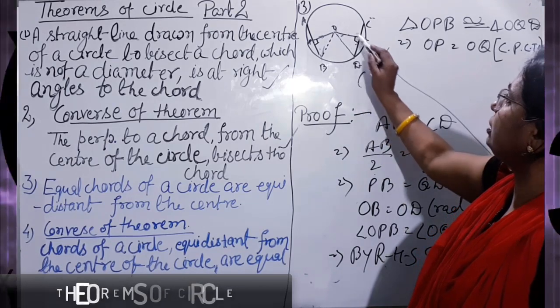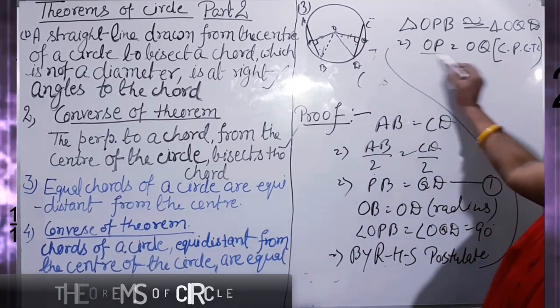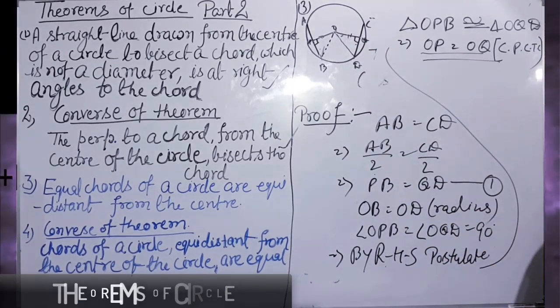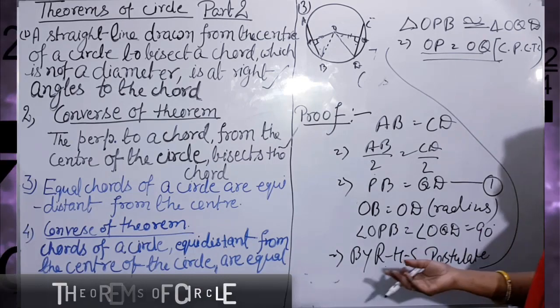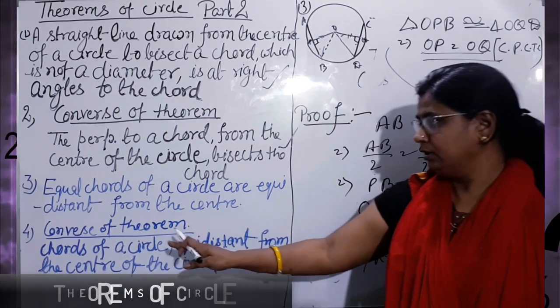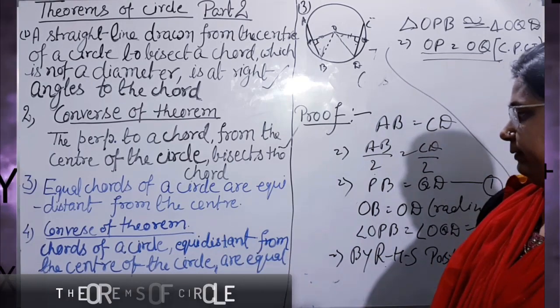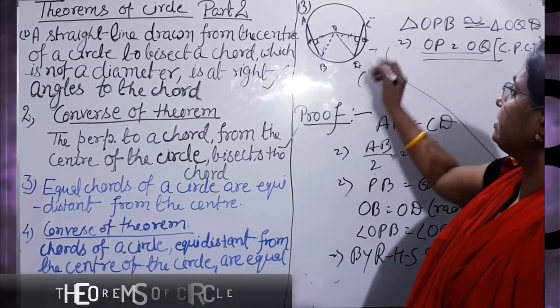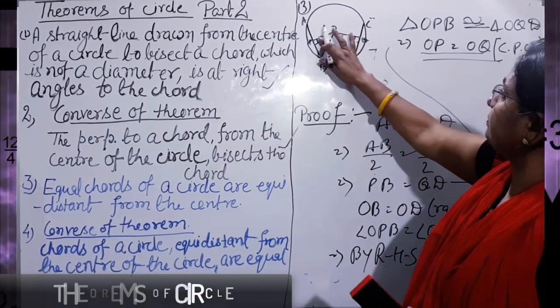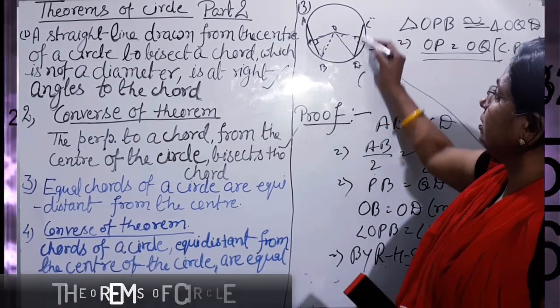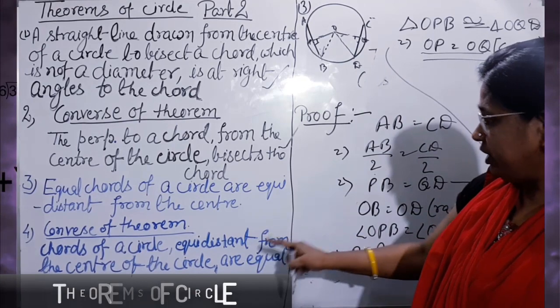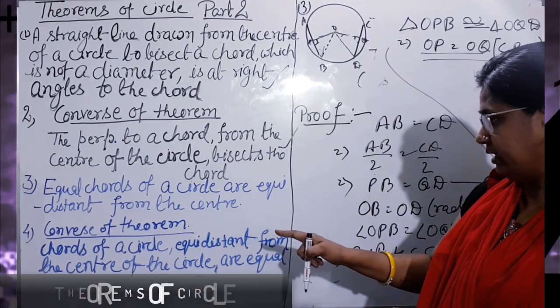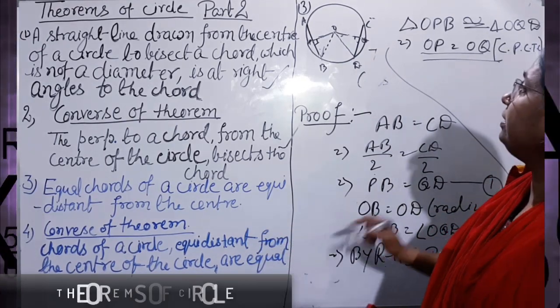That is proved. Next, I am going to prove the converse of the theorem. Chords of a circle equidistant from the center of the circle are equal.